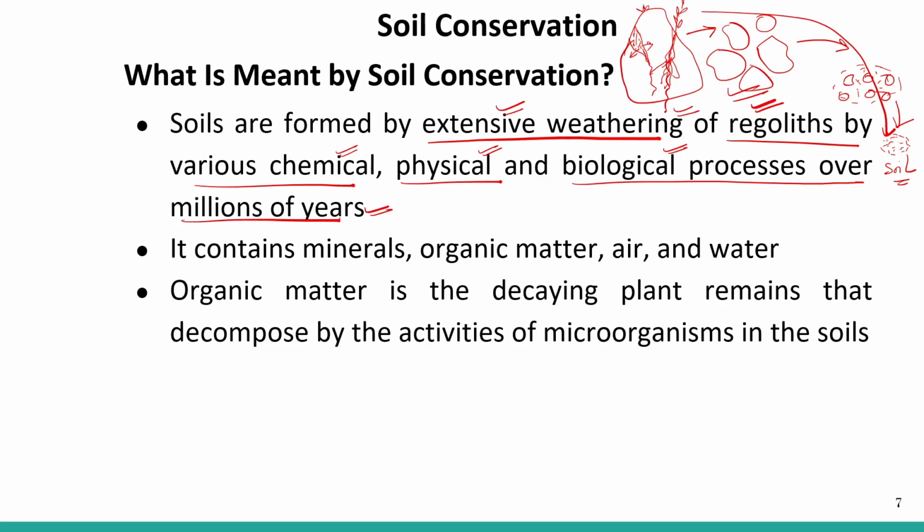So lichens sometimes grow, and the lichens release some chemicals, and those chemicals corrode the upper surface of the soil. In that way we can see this lichen is also helping to form soil particles.